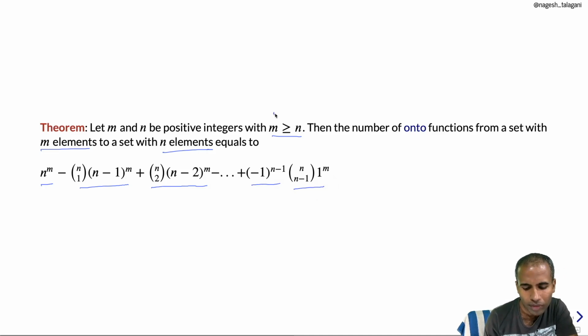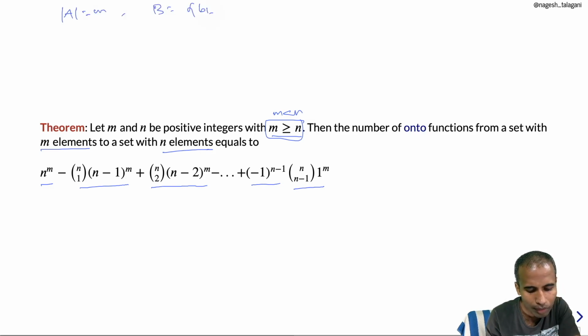If m is less than n, then the answer is 0, because we cannot produce any onto function from a set with m elements to a set with n elements when m is less than n. The number of elements in the domain should be greater than or equal to the number of elements in the codomain to be able to produce an onto function. Fine. Now it's going to be an exercise, but I'll get you started with a hint. Let A be the set with m elements, B be the set with n elements.